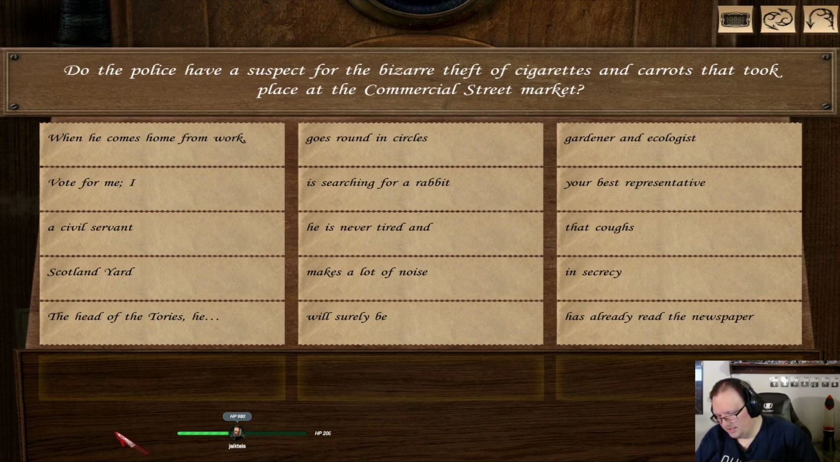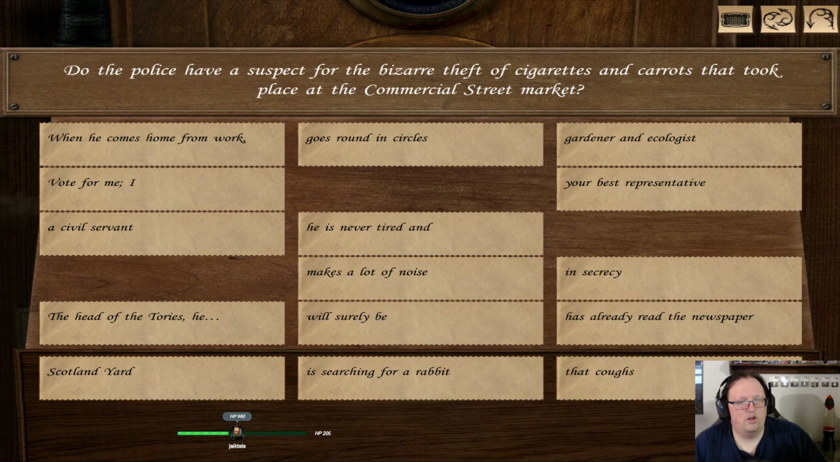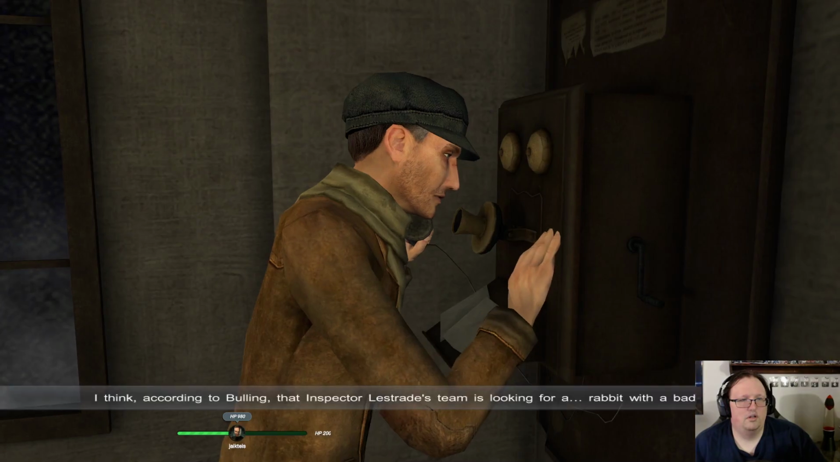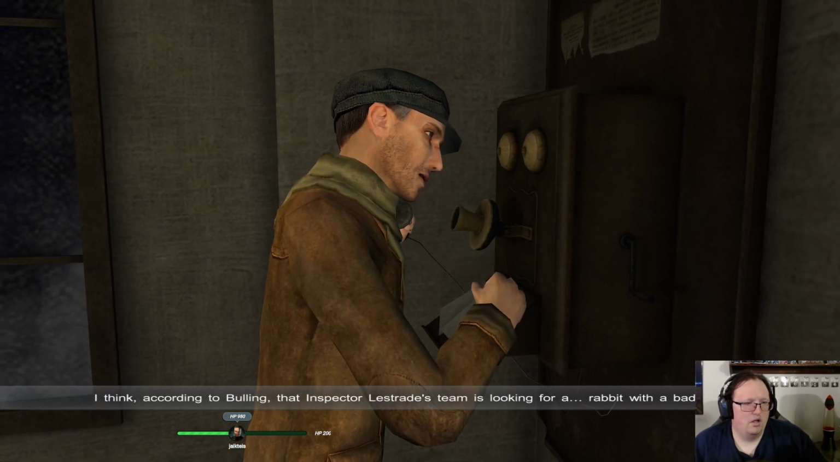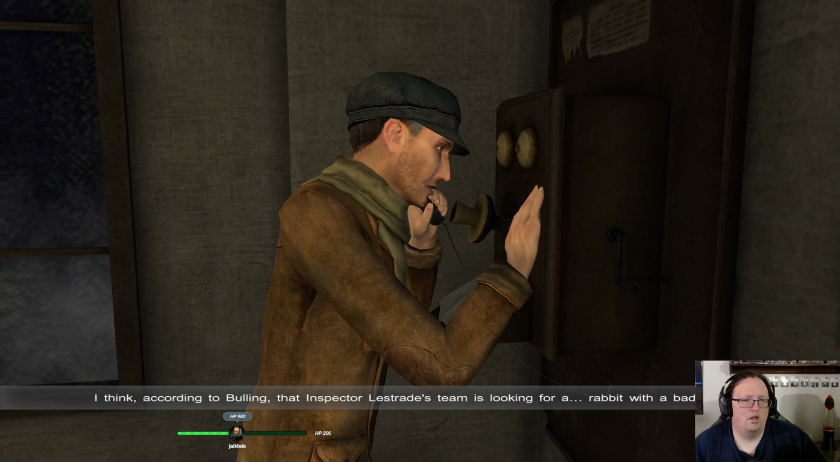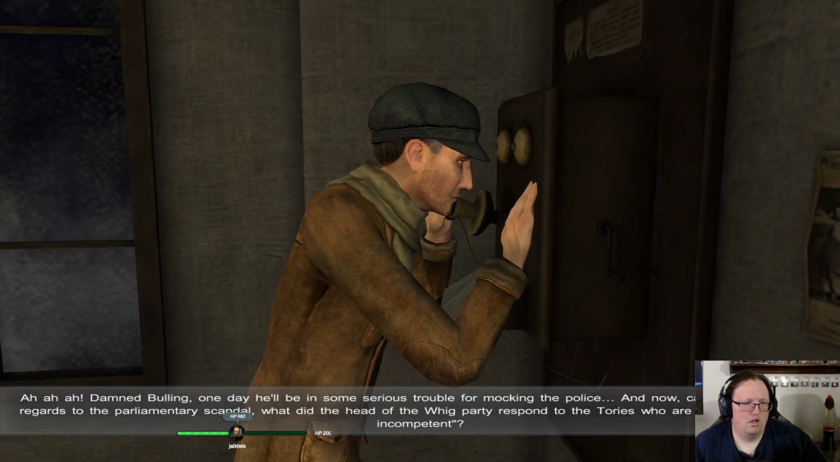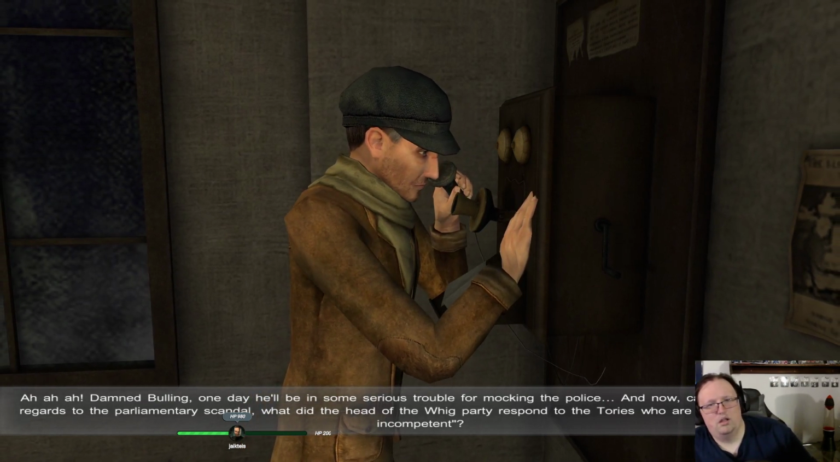Select the response and place it at the bottom of the frame. Do the police have a suspect for the bizarre theft of cigarettes or carrots that took place in the market? Select: Scotland Yard is searching for a rabbit that coughs. I think, according to Bulling, that Inspector Lestrade's team is looking for a rabbit with a bad cough. Ah, damned Bulling. One day he'll be in some serious trouble for mocking the police.